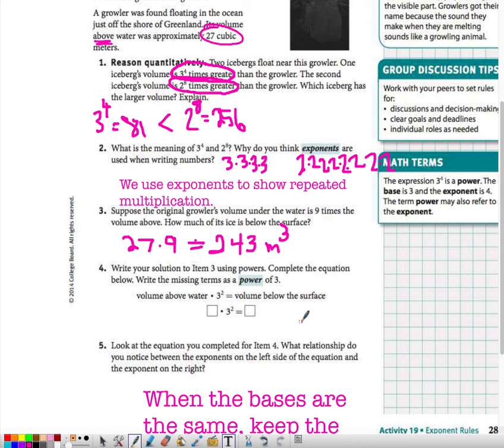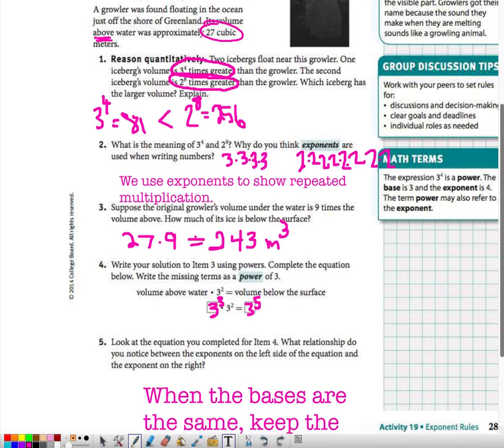Write your solution to item 3 using powers. Complete the equation below. Write the missing terms as a power of 3. So a power just means that we're writing it in exponent form. So we've got the volume above water times 3 to the second equals the volume below the surface. So 3 to the third would be equal to 27. So then that becomes 3 to the fifth power, because 243 is 3 times itself 5 times.